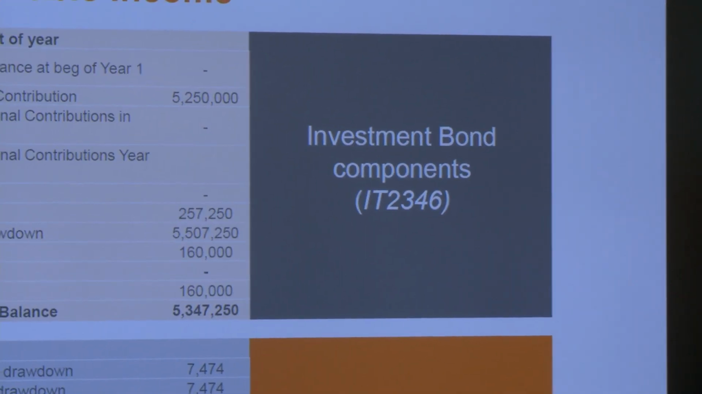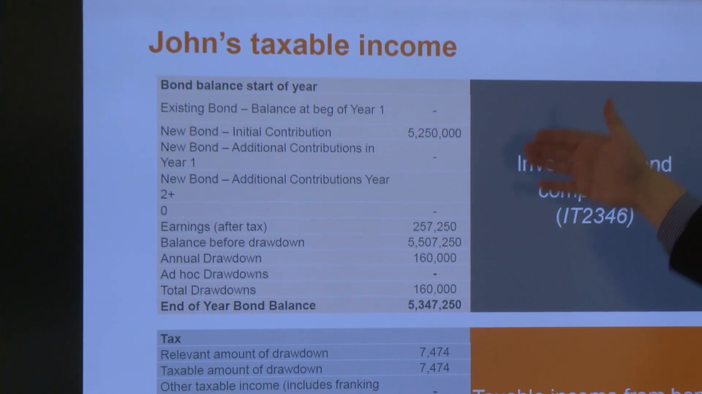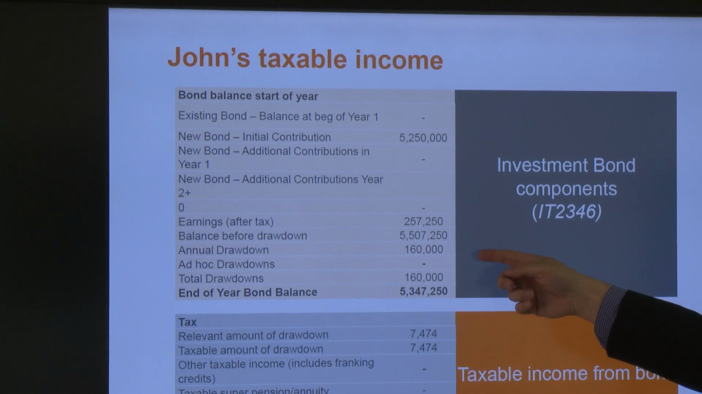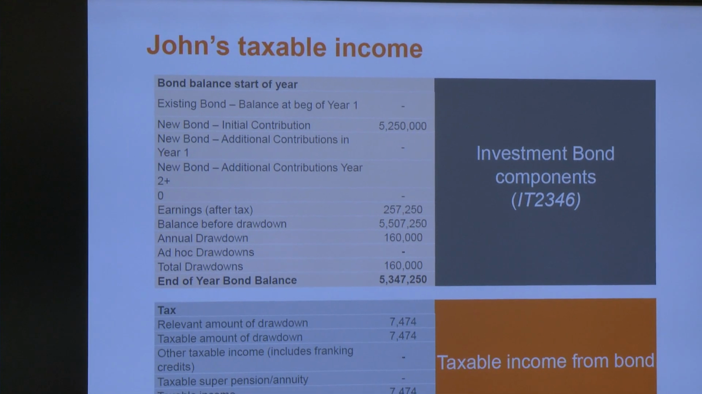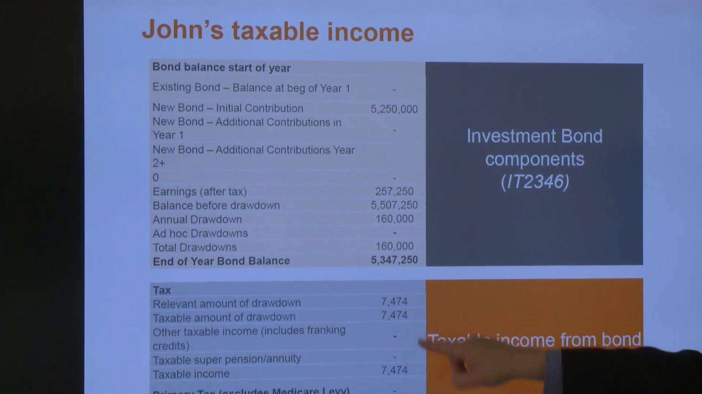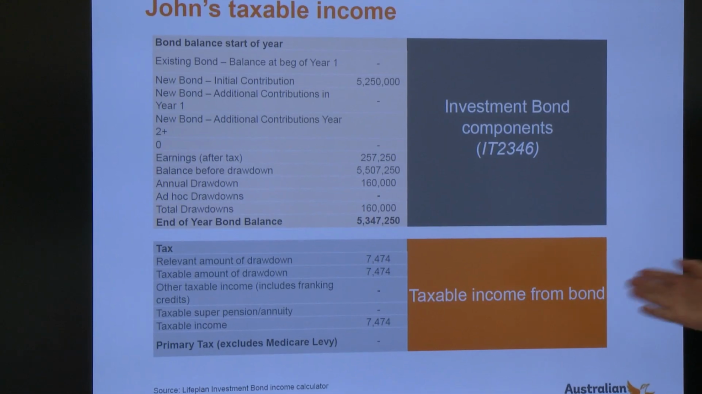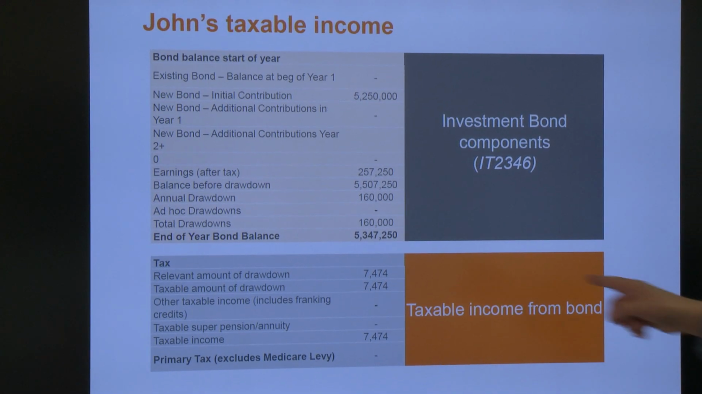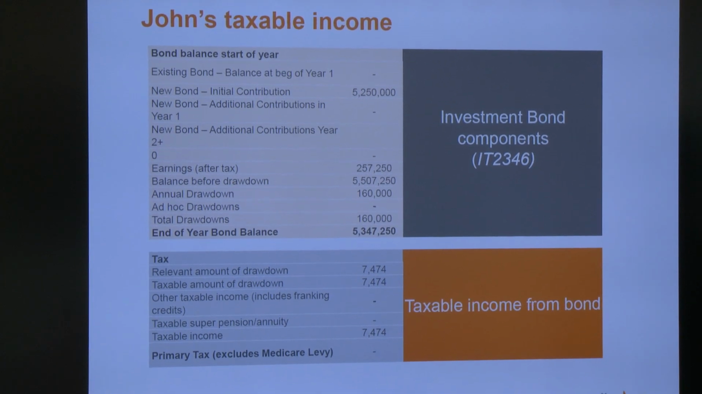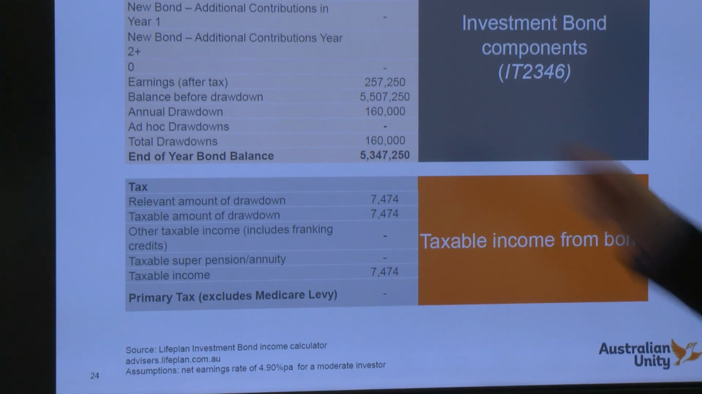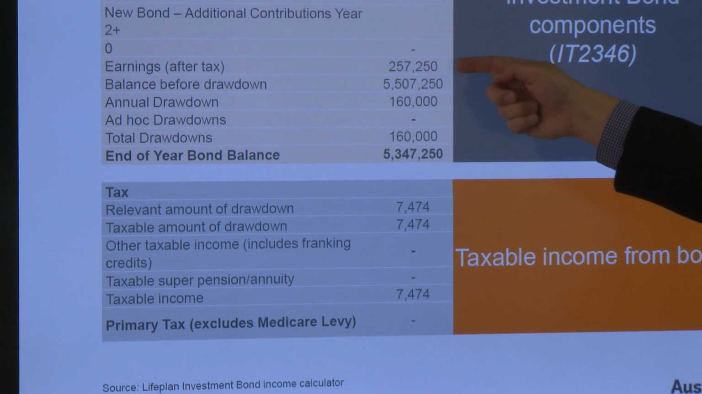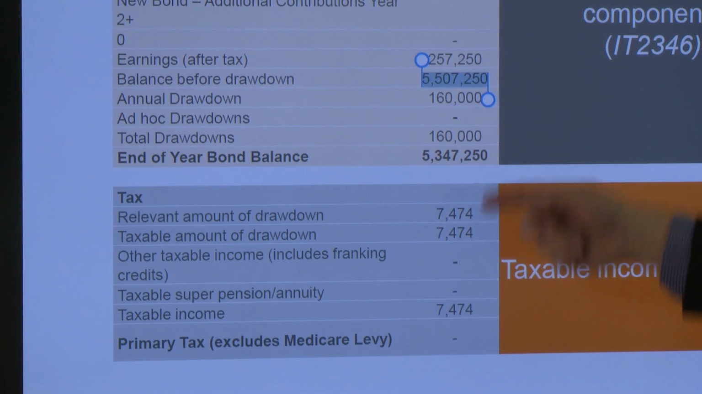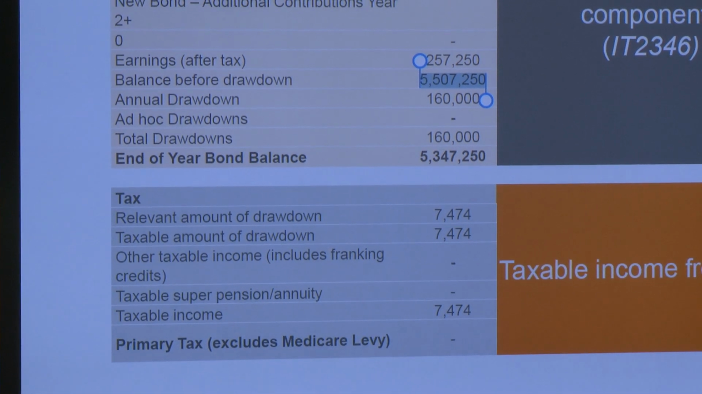How does that work? So, he's got his $5 million going in. His earnings after tax, around $250,000. He then draws his $160,000. Now, there's a tax office formula that's used to determine how much tax is payable on that withdrawal. So in this particular case, he only has $7,474 of taxable income in the first year from his $160,000. Even though you might think, well, he's earned $257,000, how is he not paying a lot more tax? Well, again, it's just the tax office formula that works that.